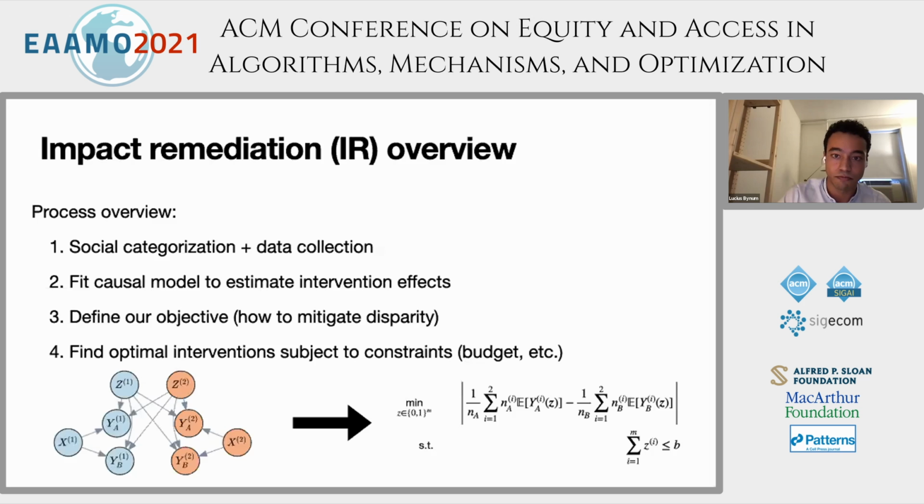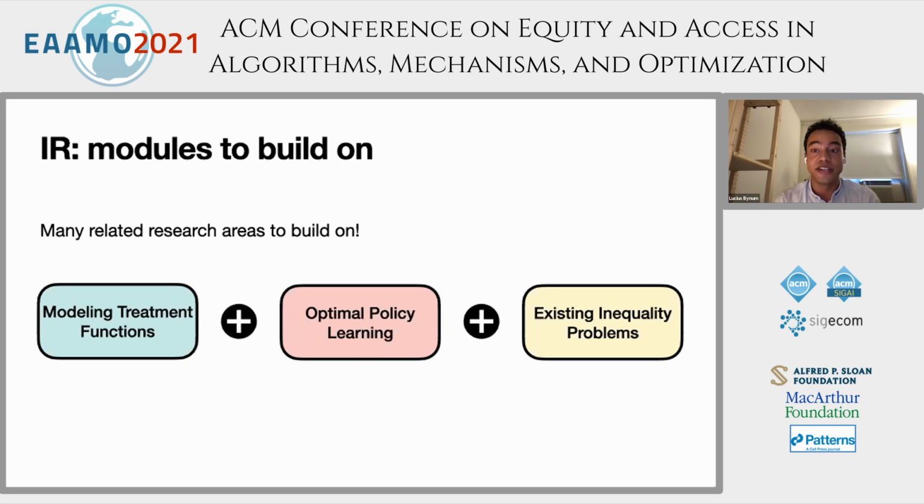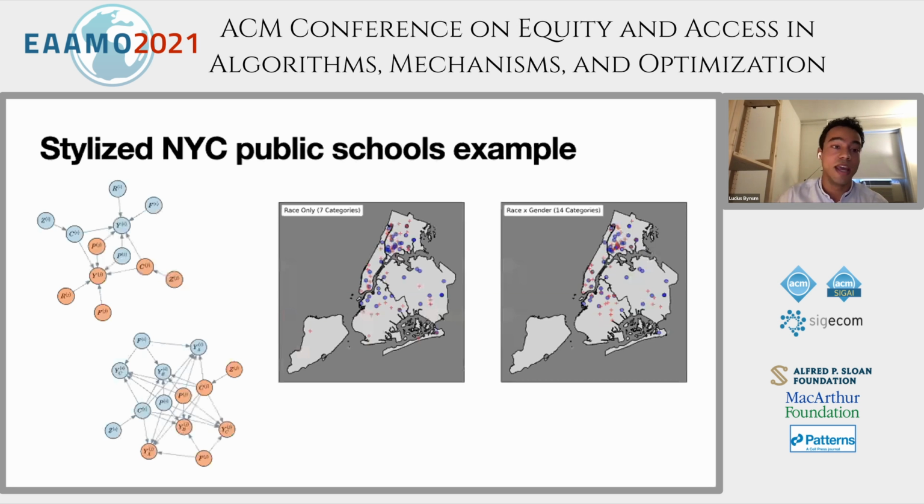So that's the overview. And we can see that there are many research areas that our framework connects to. So we can think of somewhat distinct modules here of modeling treatment functions, optimal policy learning, and then bringing those together to tackle existing inequality problems with our disaggregated approach. And in the paper, we're able to talk a bit more about how this framework connects to these research areas. I would also encourage you to have a look at the paper for a more comprehensive and realistic demonstration of impact remediation beyond the toy example we saw here. And these are some of the figures from that example. So feel free to check out the paper for details.